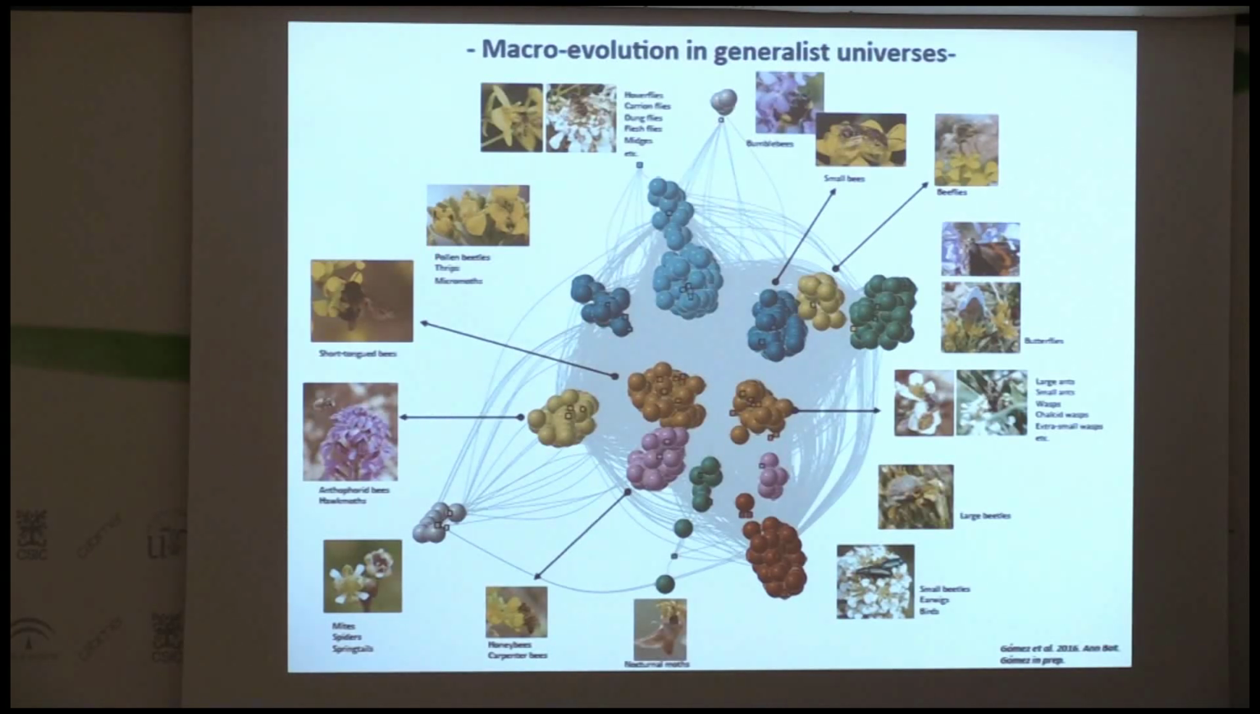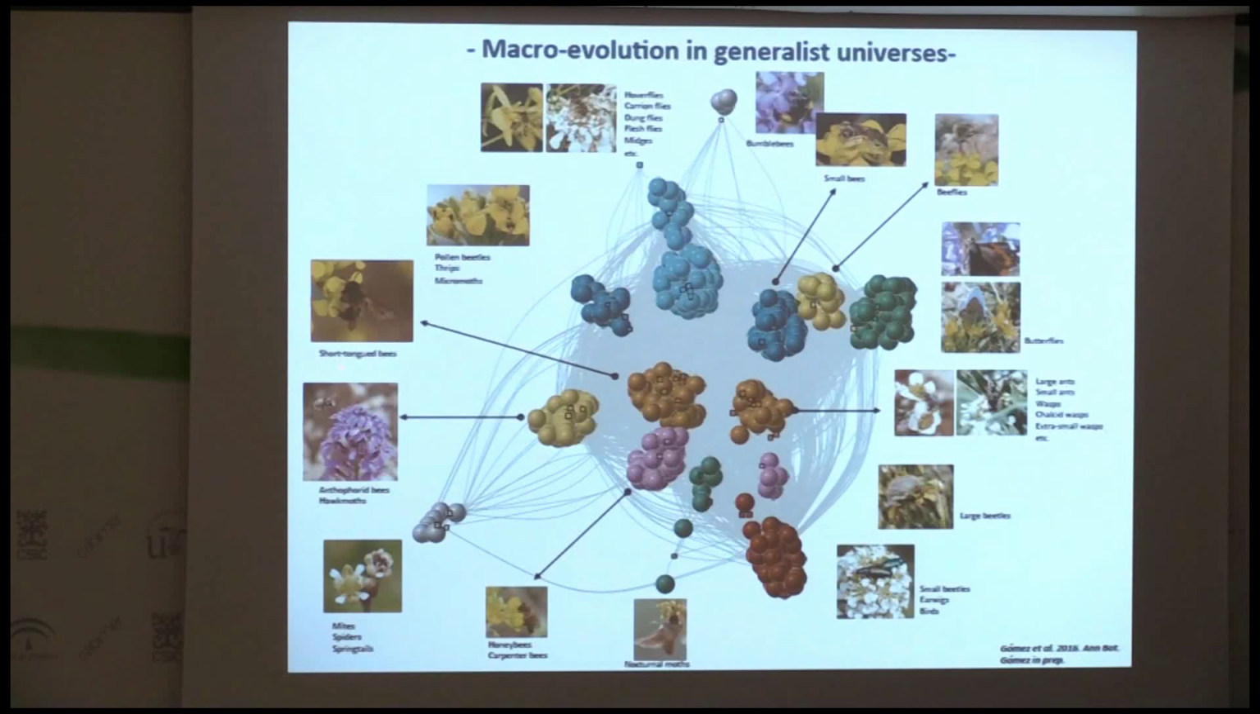Remember that these modules are not produced by the sharp replacement of functional groups. They are just associated more frequently to some groups. In this case, for example, this module is associated mostly to hoverflies, carrion flies, and other species of fly. This module is associated to nocturnal moths. There are some Brassicaceae pollinated by nocturnal pollinators.